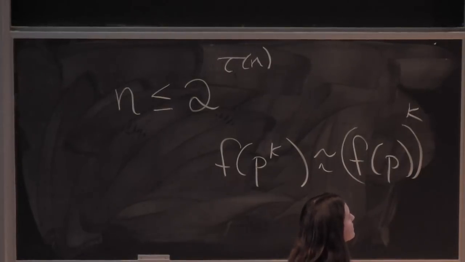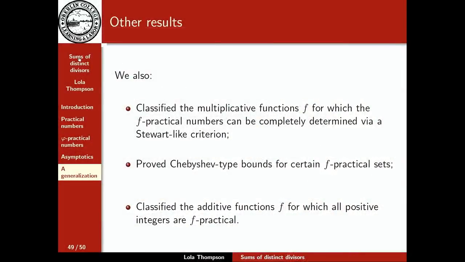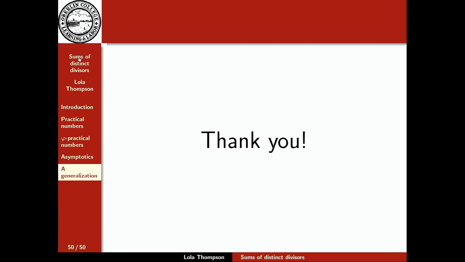Finally, we studied the additive functions, and we classified the functions f for which all positive integers are f practical. Like the little omega function and the big omega function, counting the prime factors of n. It turns out the omega practicals and big omega practicals consist of all of the positive integers. So anyway, that's just some of the stuff that I worked on with my intern, sort of following the other work that was a little bit more analytic. I guess I will go ahead and end there, but thank you very much for listening.